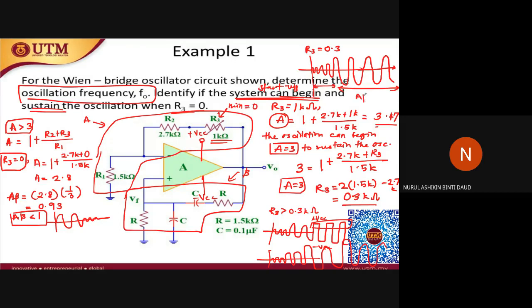This is when A beta is equal to 1, and this is when A beta is more than 1, which is when the value of A is larger than 3. This is when the value of A is equal to 3. Okay? All right, up until here is okay. Is it clear? Any questions up until here?